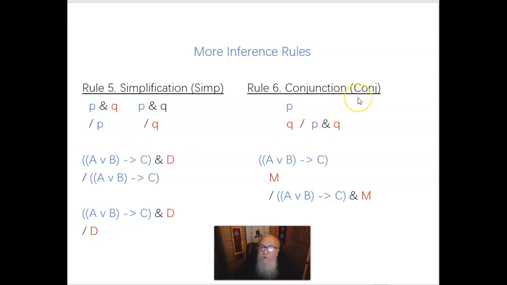The other rule is called conjunction. If on one line you have P and on another line you have Q, then you can conjoin them and make it P and Q. So for example, if I had on one line, if A or B then C, and if I had on another line M, I could join them together. A or B then C and M.